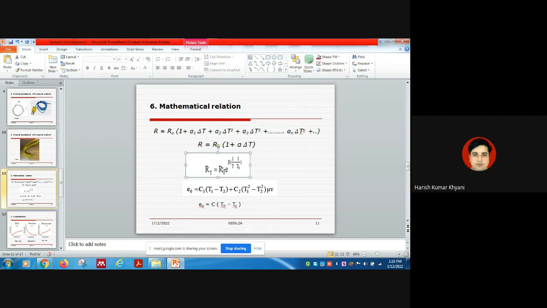If you talk about the thermistor, then resistance RT is equal to R naught e to the power beta, times the temperature difference in reverse format, where beta is a constant depending upon the type of material, and its range usually varies from 2000 to 4000. The last expression is related to the thermocouple, where C1, C2 are the coefficients related to the material. Again, if we consider some kind of linear approximation, then the square term, that is the non-linear term, we can neglect, right?